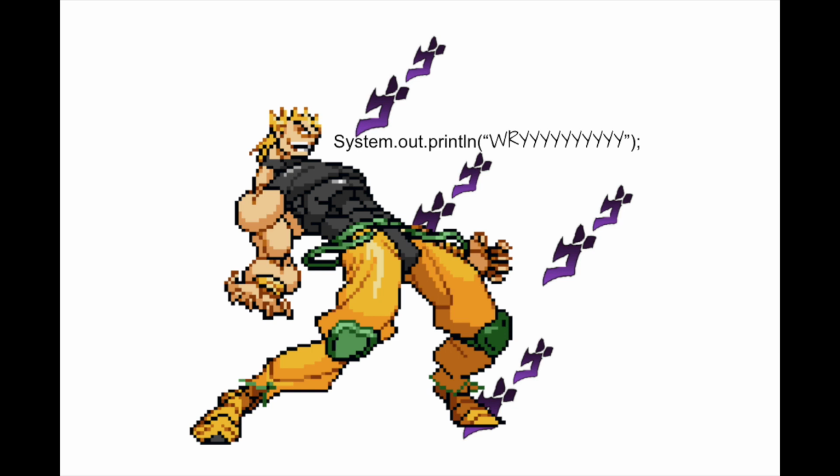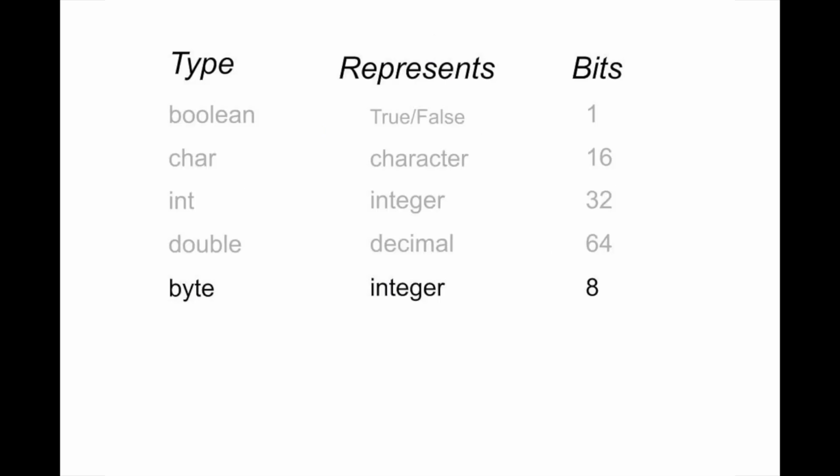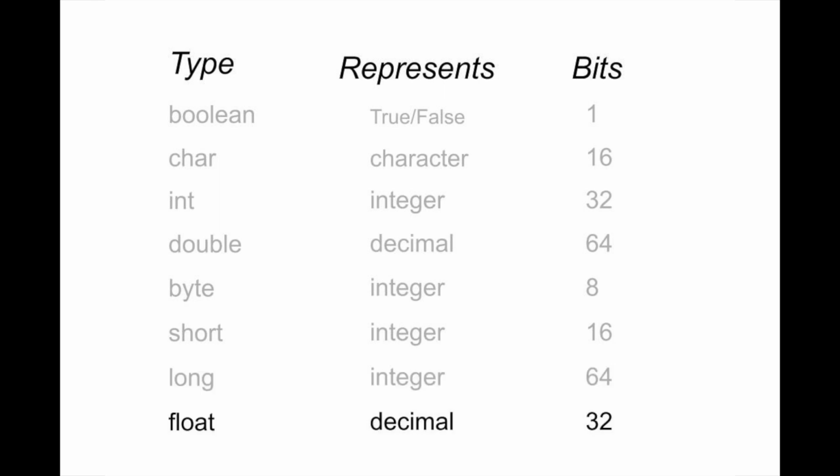Bytes are super small integers. You can guess, based on what they said earlier, they are equal to 8 bits, i.e. have a max value of 255. Shorts are 16-bit integers, longs are 64-bit, and floats are like doubles except only 32 bits.